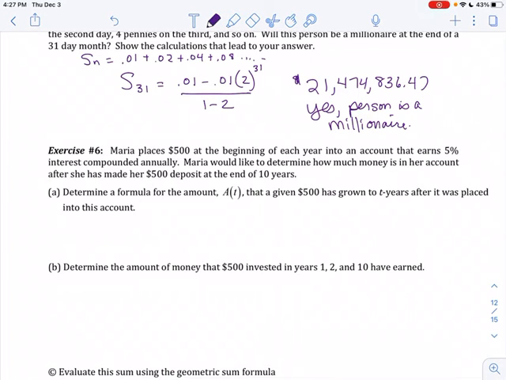So think back to last year. We need a formula. A sub t equals P times 1 plus r. Remember, my rate is 5%, so 1 plus 0.05 is 1.05 to the t power. Okay, so I want to figure out what it is for t number of years. I'm not going to have an actual amount of years. Okay, and determine the amount of money that the $500 invested in years 1, 2, and 10 have earned.